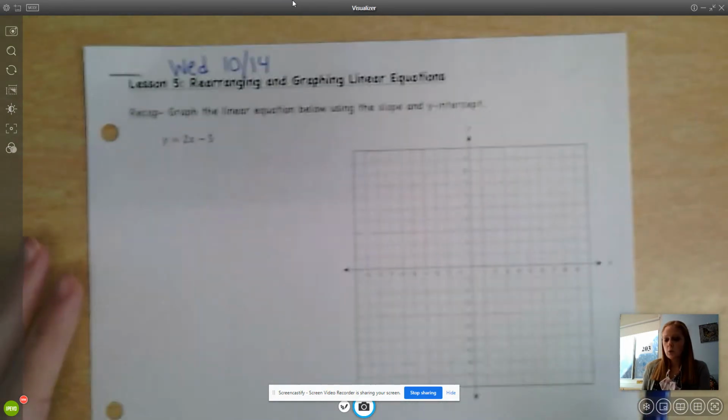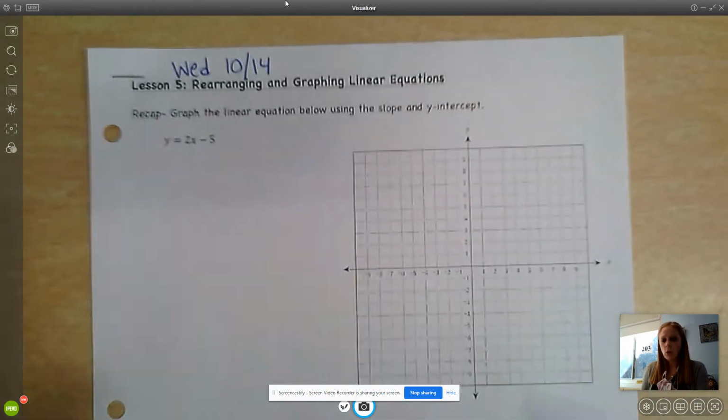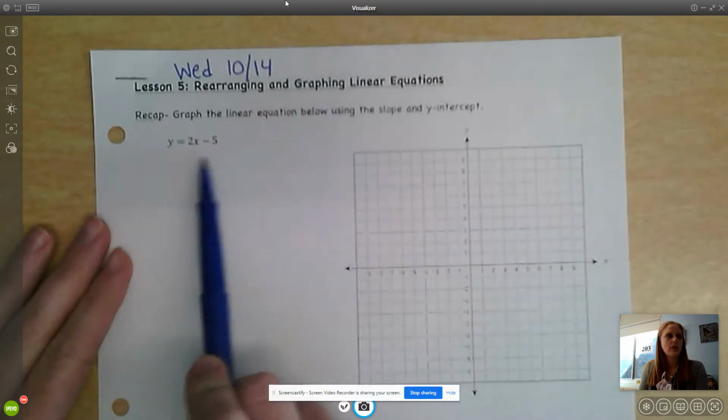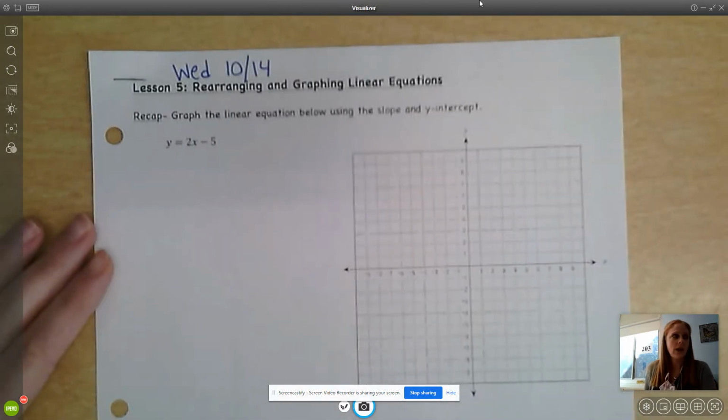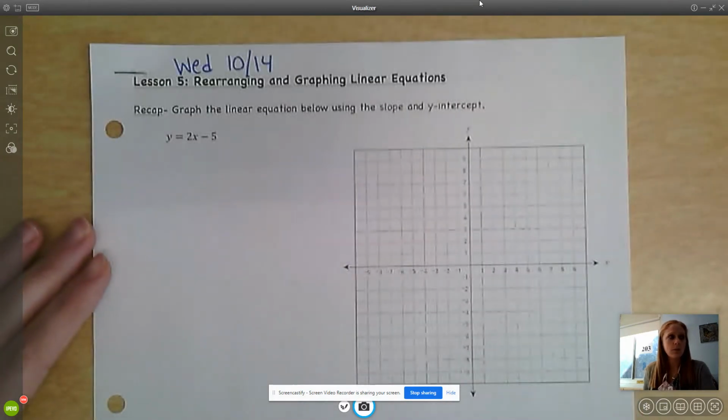Okay, so the first one was just a warm-up of everything that we know already, graphing a linear equation that's already in y equals mx plus b form. So y equals 2x minus 5. So you have to label what the m is and what the b is.